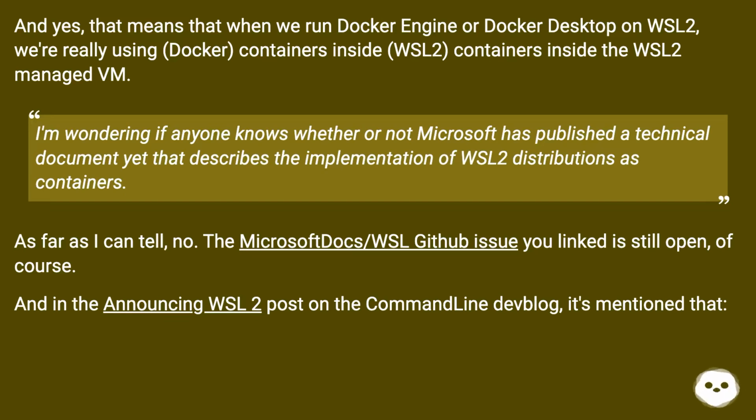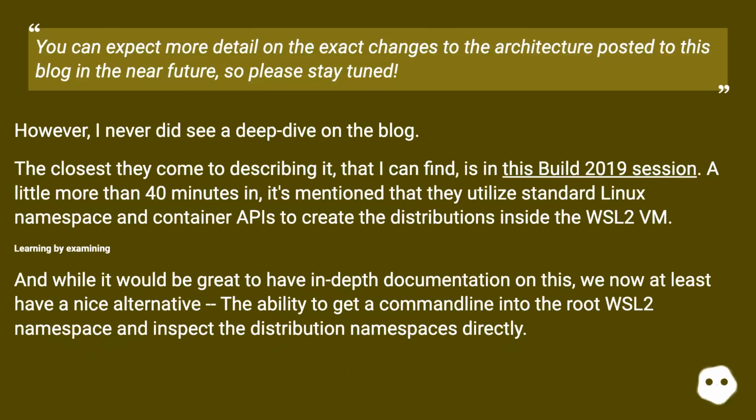I'm wondering if anyone knows whether or not Microsoft has published a technical document yet that describes the implementation of WSL2 distributions as containers. As far as I can tell, no. The Microsoft docs/WSL GitHub issue link is still open, of course. And in the announcing WSL2 post on the command line dev blog, it's mentioned that you can expect more detail on the exact changes to the architecture posted to this blog in the near future, so please stay tuned. However, I never did see a deep dive on the blog.